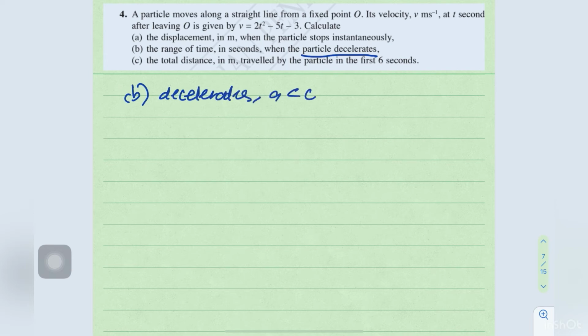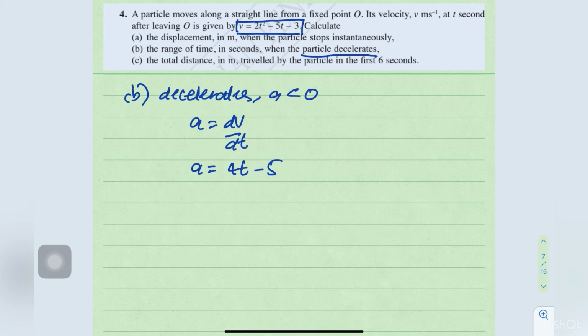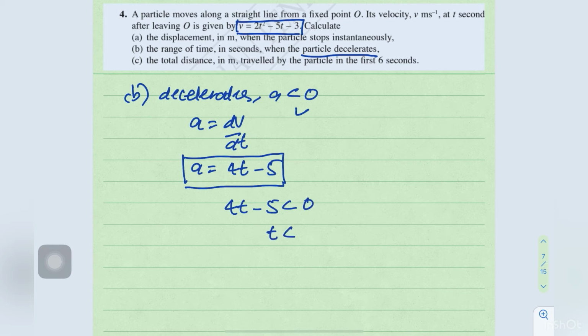Then A is less than 0. Now we have V, so we need to find A. A is dv/dt, the gradient of velocity. So A is 4t minus 5, which is the function of acceleration. So acceleration is less than 0. So 4t minus 5 less than 0, then t is less than 5 over 4. Since t is time, always positive, we need to limit these two, t must be more than or equal to 0.